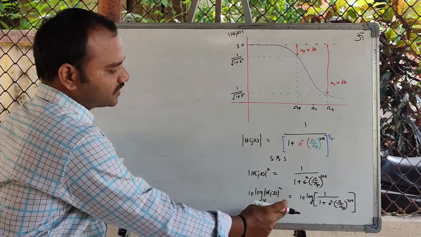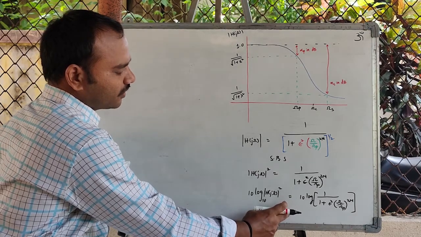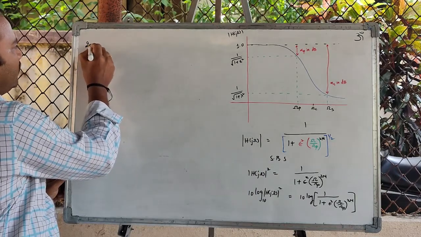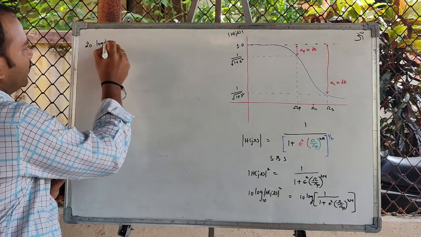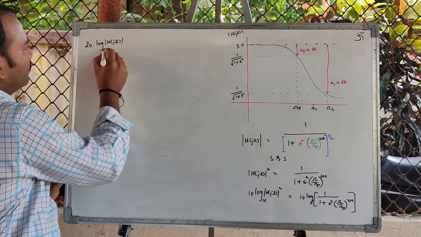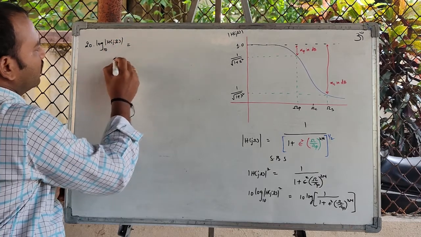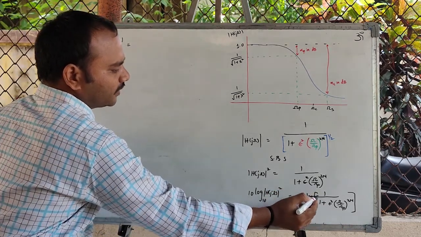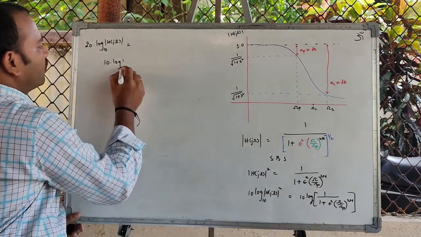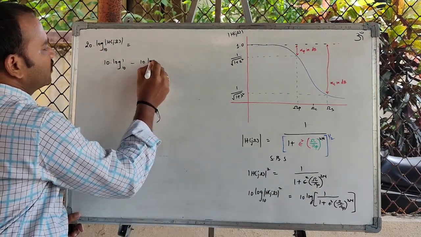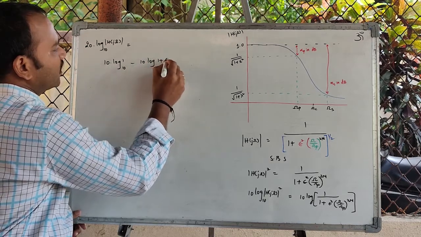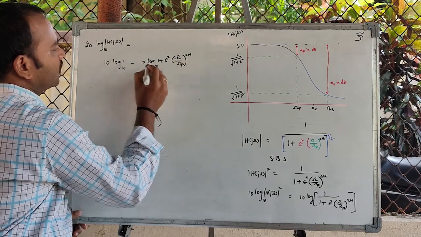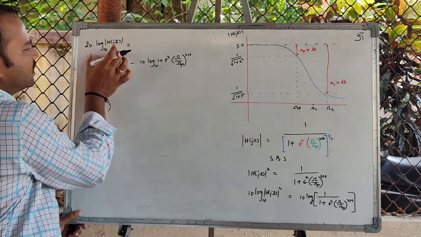Next, we use the same equation and evaluate this function at the stop band frequency. Then it is 20 log base 10 of the magnitude of H(jΩ) is equal to 10 times log, again we will use the formula log m by n. So log m minus log n: log 1 base 10 minus 10 times log base 10 of 1 plus epsilon square (Ω by pass band frequency) to the power of 2n. Now this is a decibel quantity.